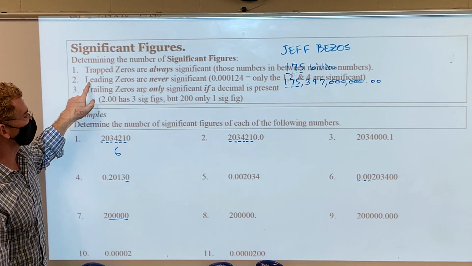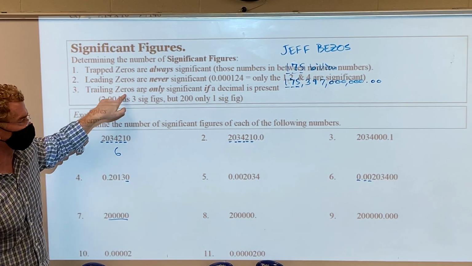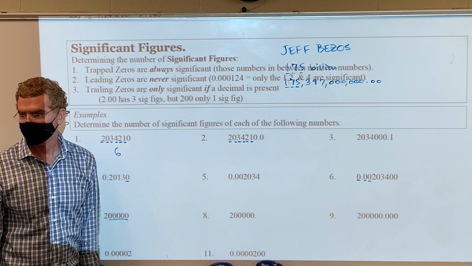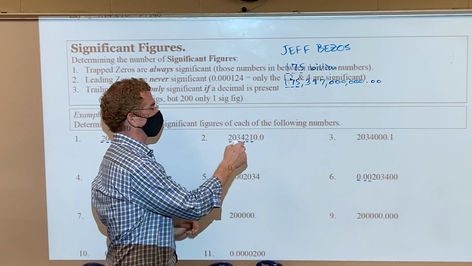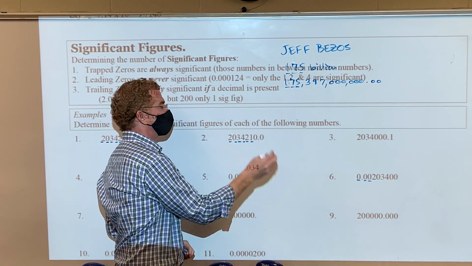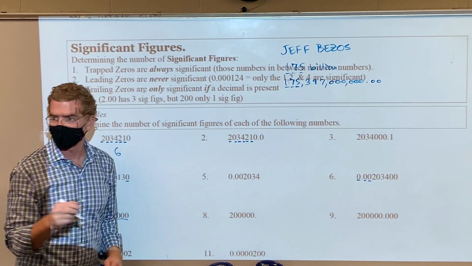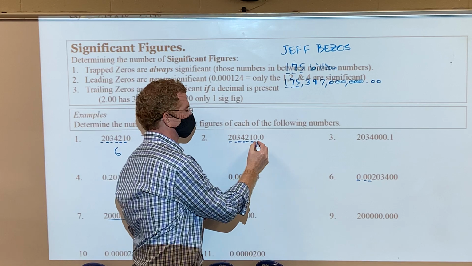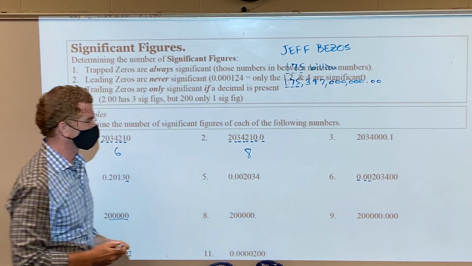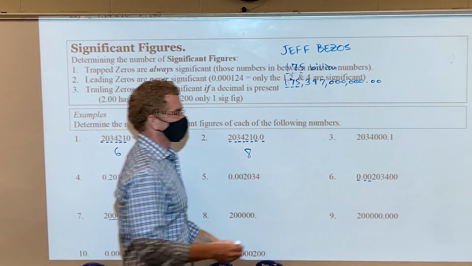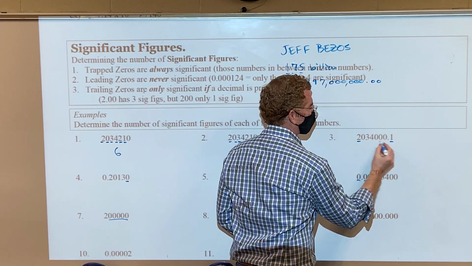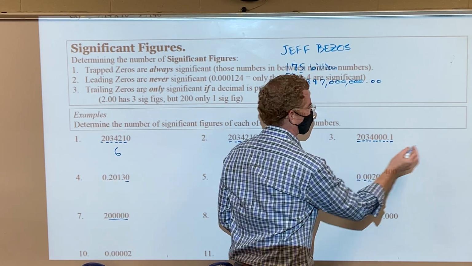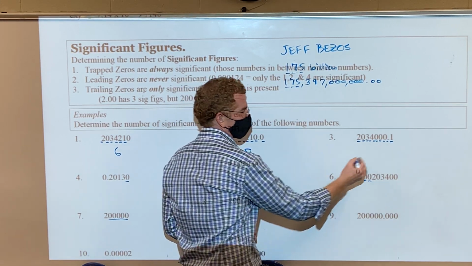But then, I don't have any leading zeros, but I do have trailing zeros with a decimal. Not only do I have trailing zeros, but a decimal is present. So if a decimal is present, I count all the trailing zeros. So it ends up being 7, 8. This one, I have a number at the front, a number at the back, and a bunch of trapped stuff, so I count it all. 6, what's that, 8 again?